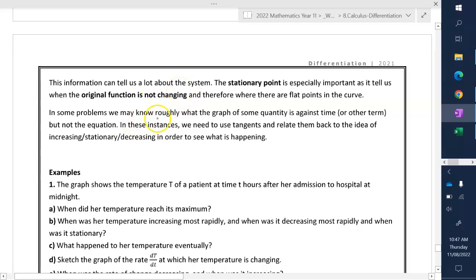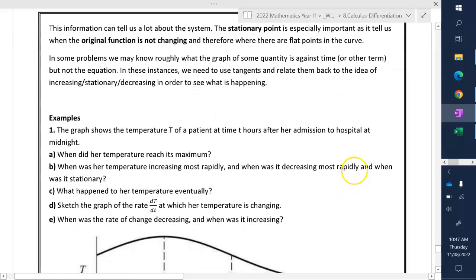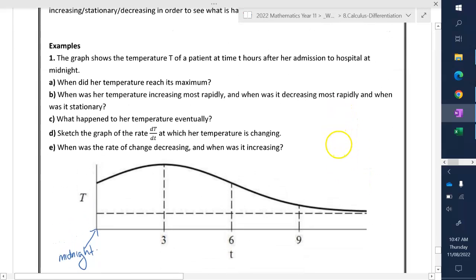In some problems, we may know roughly what the graph of some of the quantities is against time or some other variable on the denominator, but not the equation. In these instances, we need to use tangents and relate them back to the idea of increasing, stationary and decreasing to see what is happening. And that's what's happening in this first question here, and we're going to work through this one now.